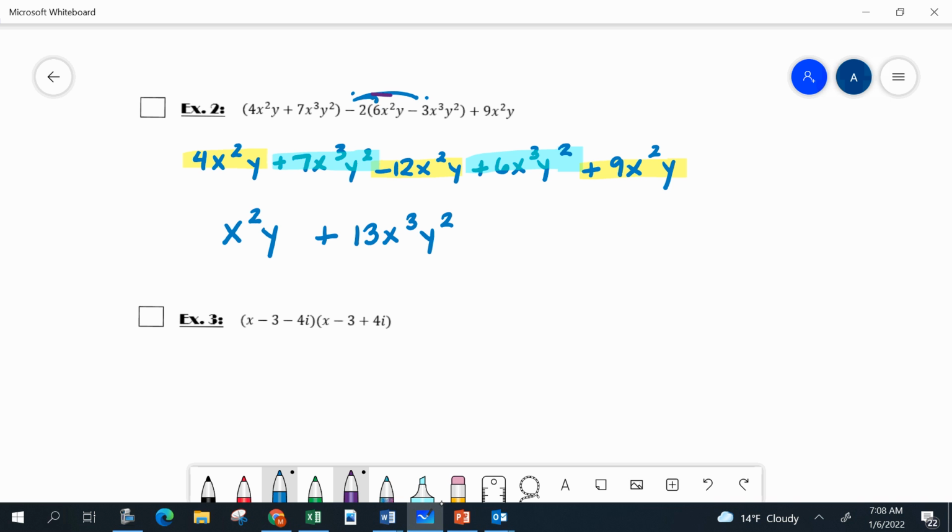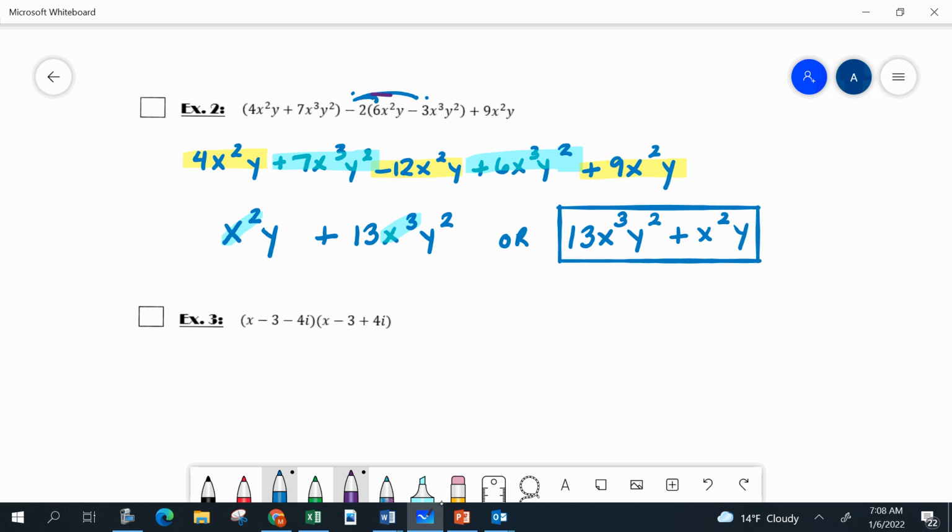I'm fine with you leaving it as this answer, but sometimes what you're going to see is that they're going to pick a variable and write that variable in decreasing order. So let's suppose we do that in terms of x. Sometimes what you'll see is maybe the x cubed comes first, and then we see x squared y, just so that the variables are written in decreasing order. But honestly, it's okay too, just to leave it like this. There's nothing wrong with that.